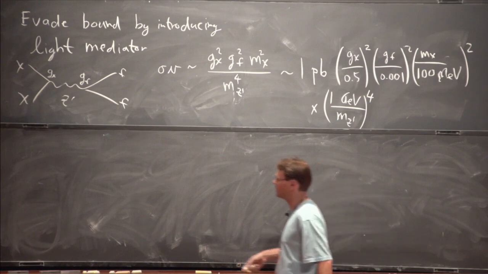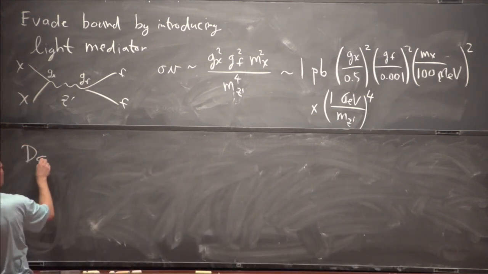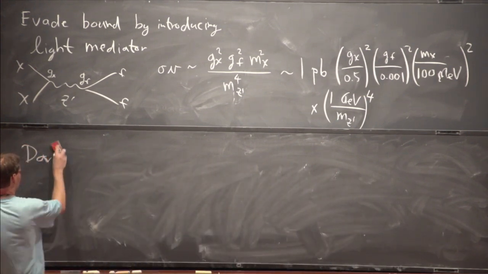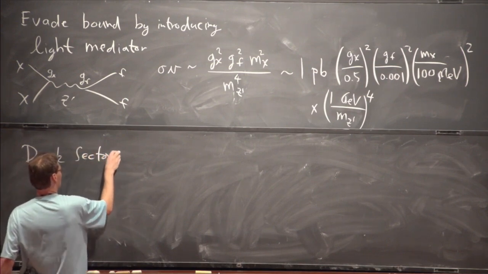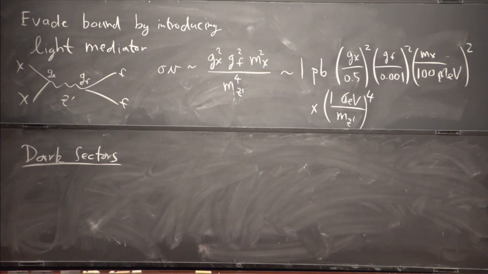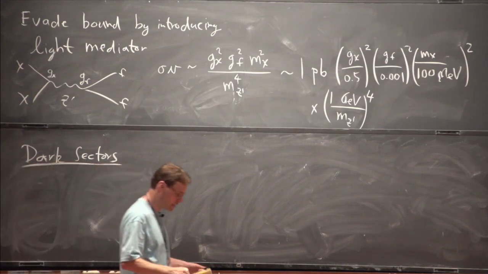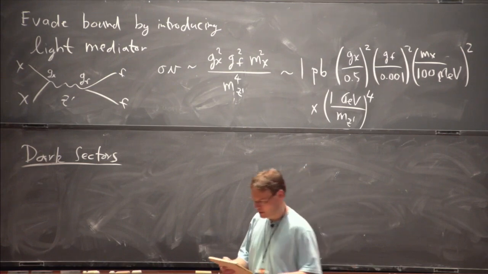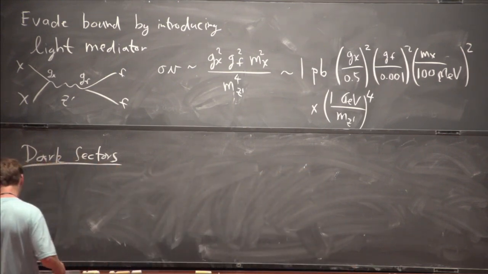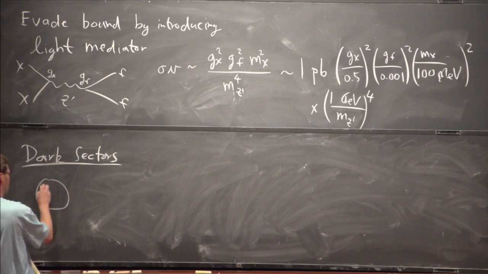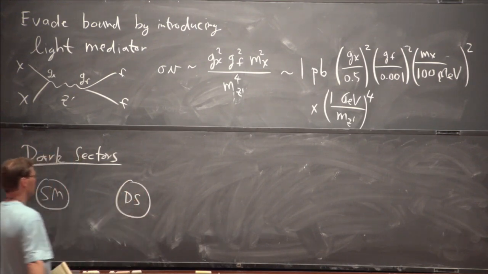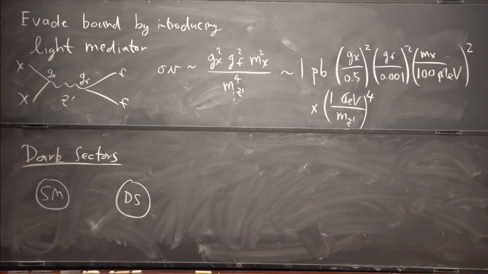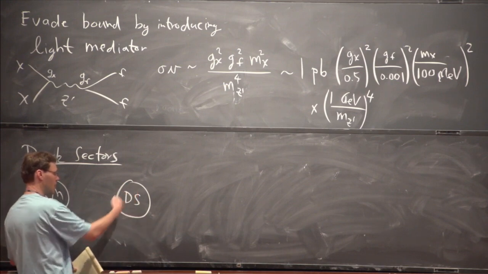Okay, so let's now talk about dark sectors and set up a simple model. So again, the dark sector is a collection of particles that are neutral under standard model forces, and it's interacting with some new force. So what we have is some standard model sector and some dark sector. The words dark sector, hidden valley, they all mean the same thing. Dark matter could be part of this dark sector.